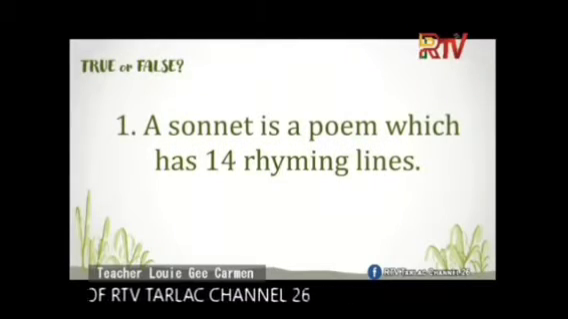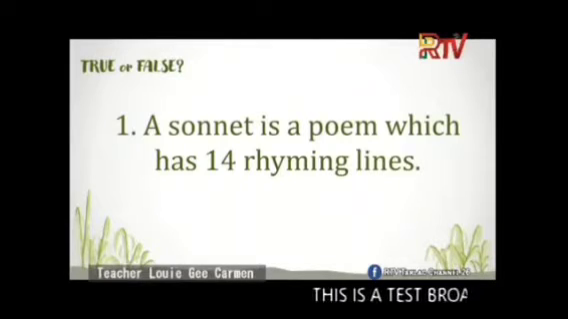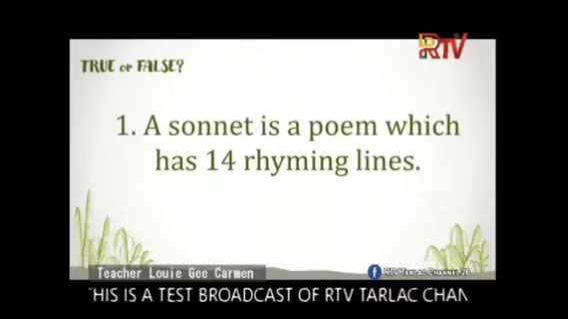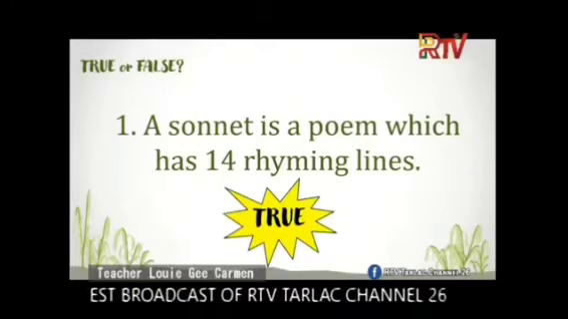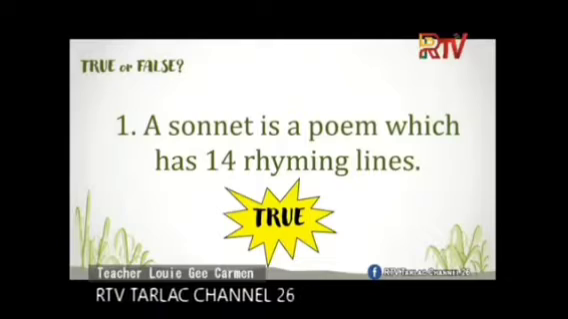A sonnet is a poem which has 14 lines. Again, a sonnet is a poem which has 14 rhyming lines. Is it true or false? What is your answer? That's correct. That statement is true. A sonnet is a poem that has 14 lines which have rhyme.